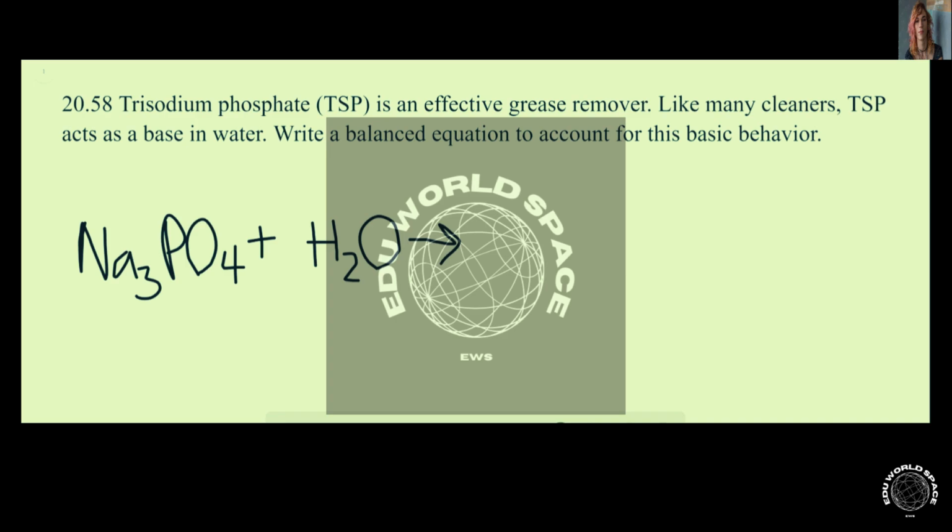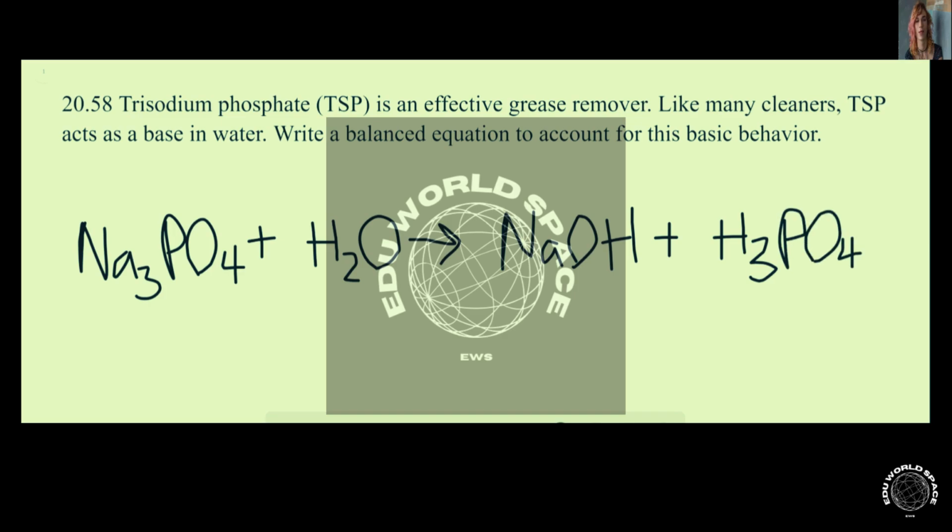So the hydroxide ion can form a salt, an ionic compound, with the sodium ions. And so we have NaOH. And then what happens to our phosphate ion? Our phosphate ion forms a hydride. So it forms phosphoric acid, H3PO4.